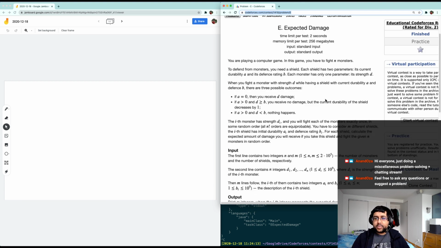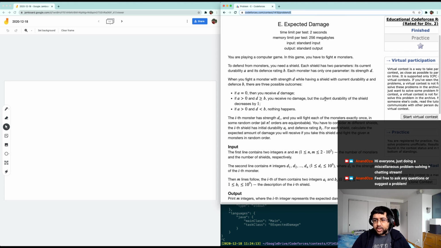Okay. So I read this problem a little bit ago, and basically what you're doing is you're playing this game where you have n monsters, and each monster has some strength.